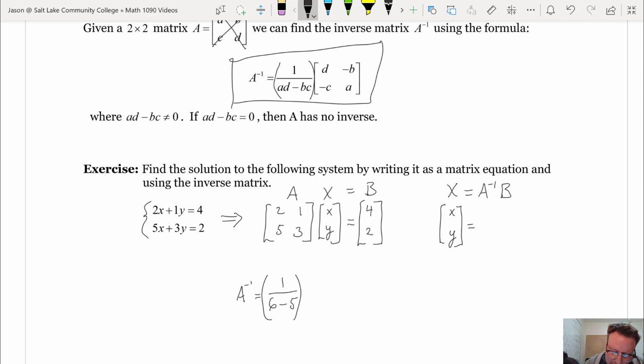So we have this scalar, and that's going to be multiplying this 2 by 2 grid of numbers. So we take the two elements on the diagonal, 2 and 3, and we swap them. So we get 3 here, 2 down here, and 1 and 5 stay where they are but become negative.